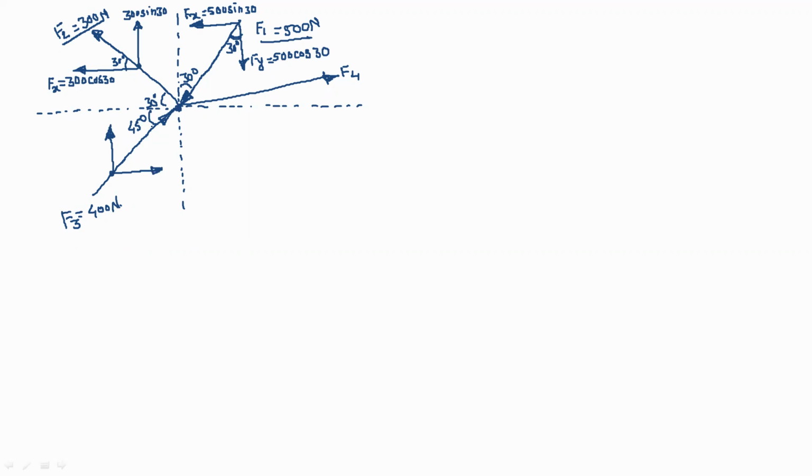Now this angle is 45°. So alternate angle will be 45°. So this component, it is the adjacent component. So this will be 400 cos 45. And this y component, it will be 400 sine 45.